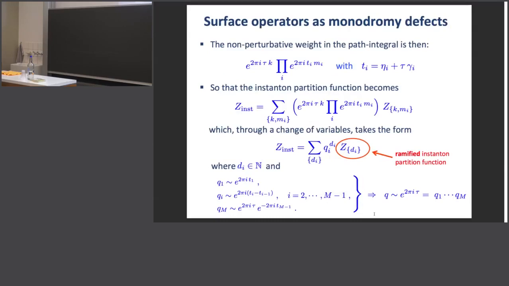No, these are continuous parameters. So these t, as I will discuss later on, will play a role as Fayet-Iliopoulos parameters.